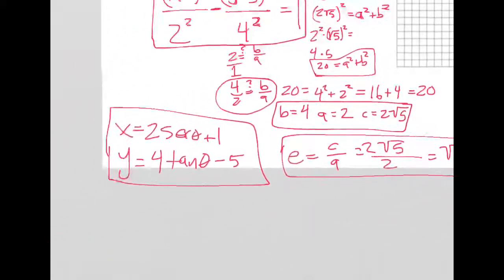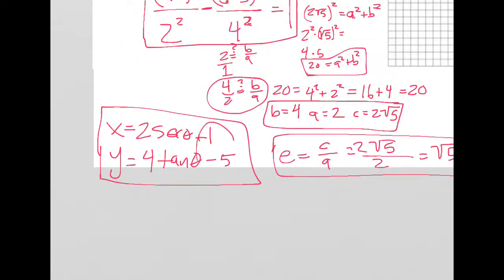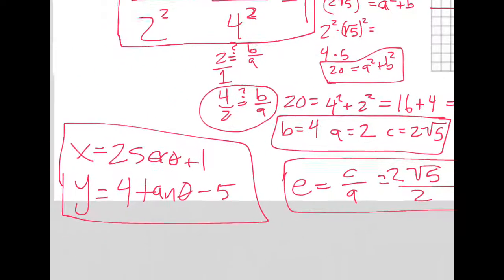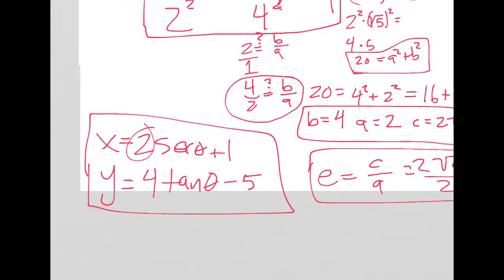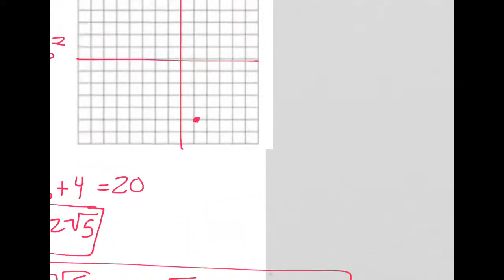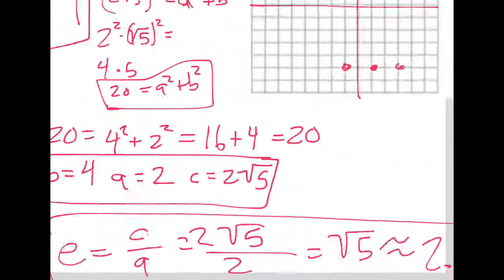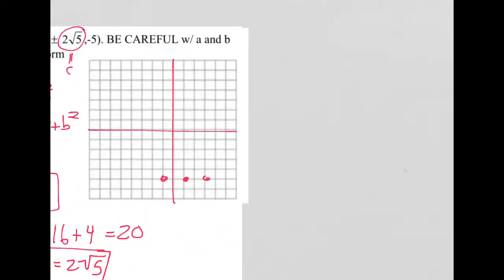Now I prefer to sketch things from parametric form because I can look at this and see there's my center, 1 comma negative 5. So let's say 1 comma negative 5. 1, 2, 3, 4, 5, right there. Okay, what else can I do? Well, look at the 2 that's with your x term. That's telling me from this center go 2 to the right and 2 to the left. Now, the 4 with the y is telling me from that center go up 4, 1, 2, 3, 4, and down 4, 1, 2, 3, 4.